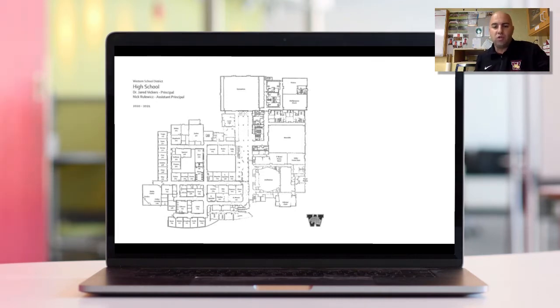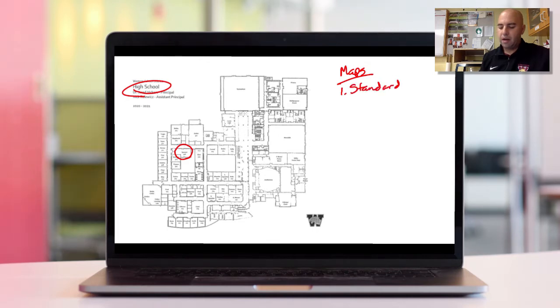So here's what I want to do: I want to take a look at this right here. This is a map of our high school, and here's my classroom right here, 318. Now, the whole idea behind setting up a really good map is that you have to have two things. So we'll do maps. First of all, you need a standard system of measurement.